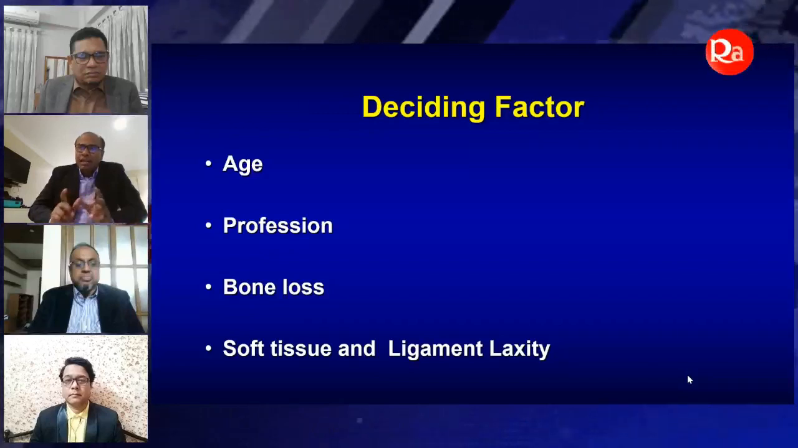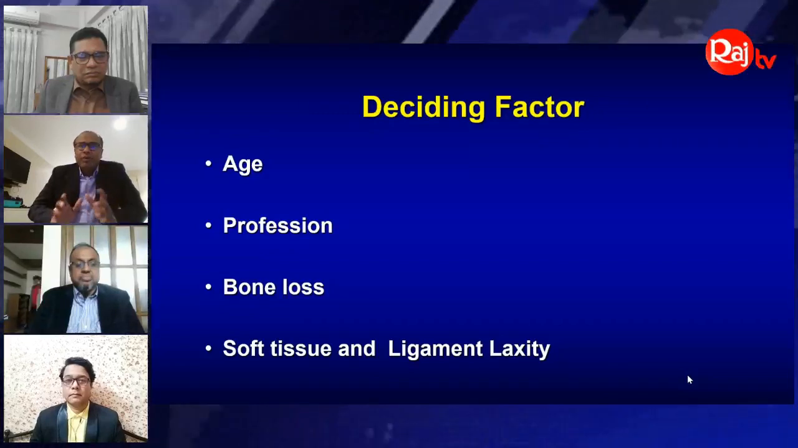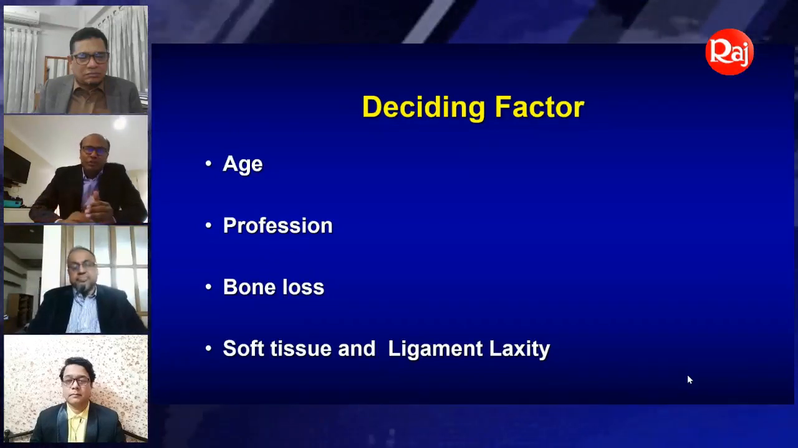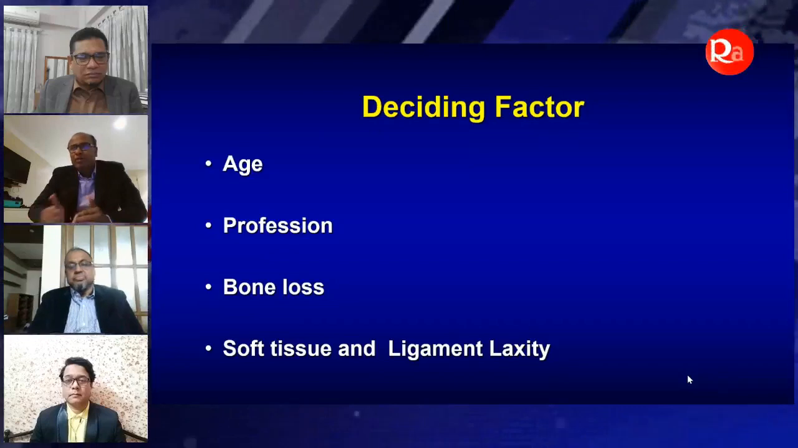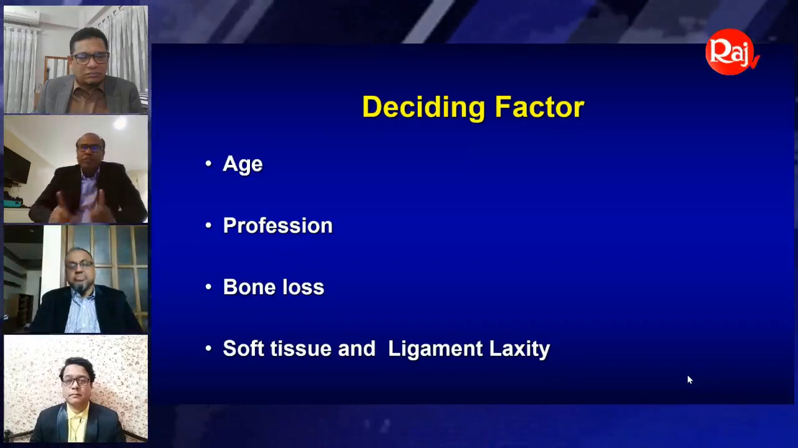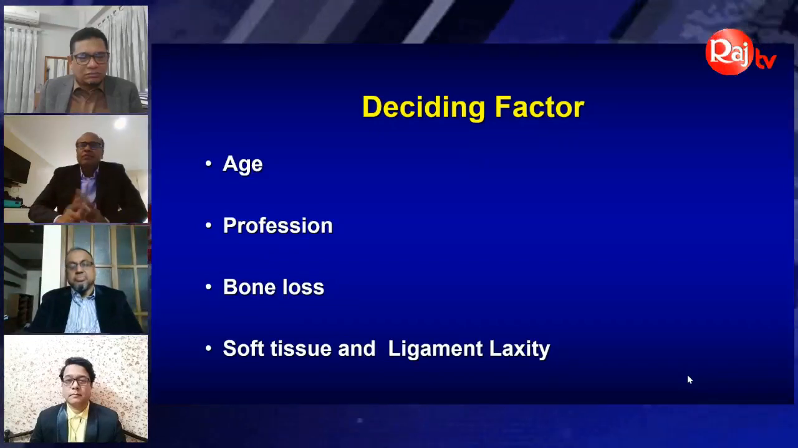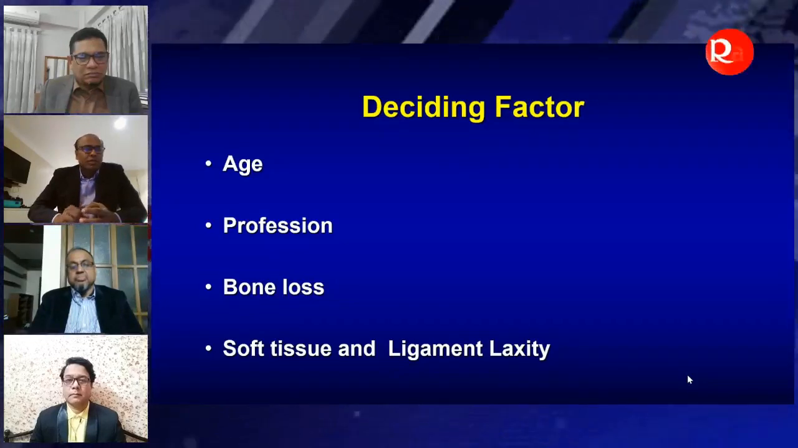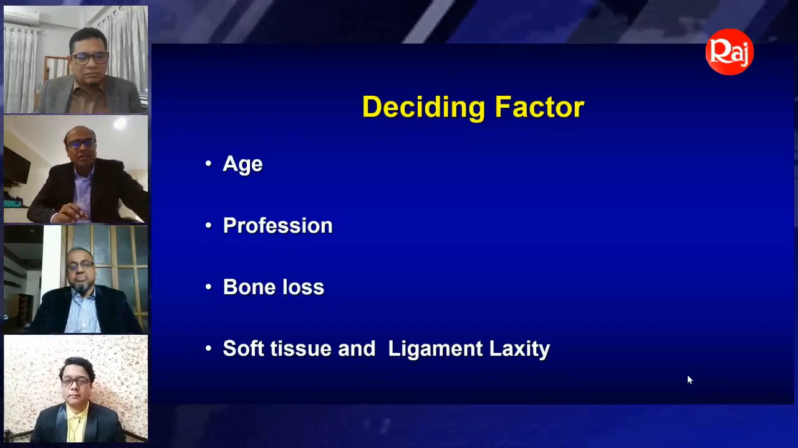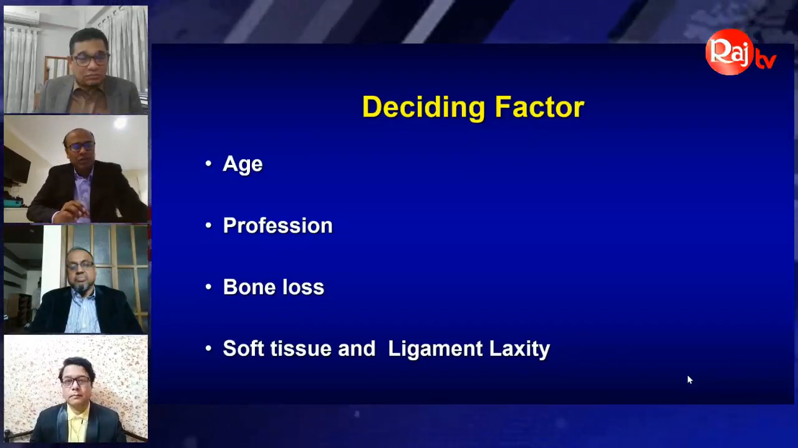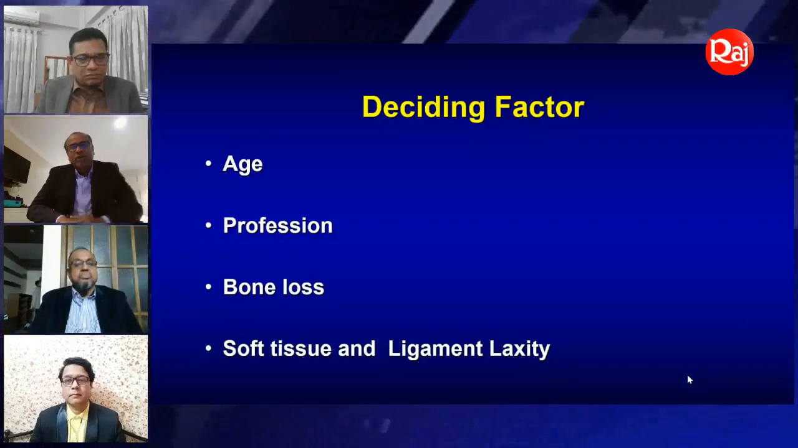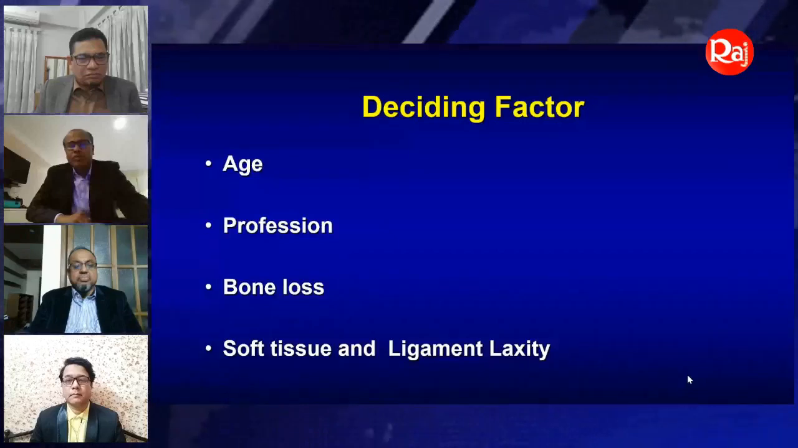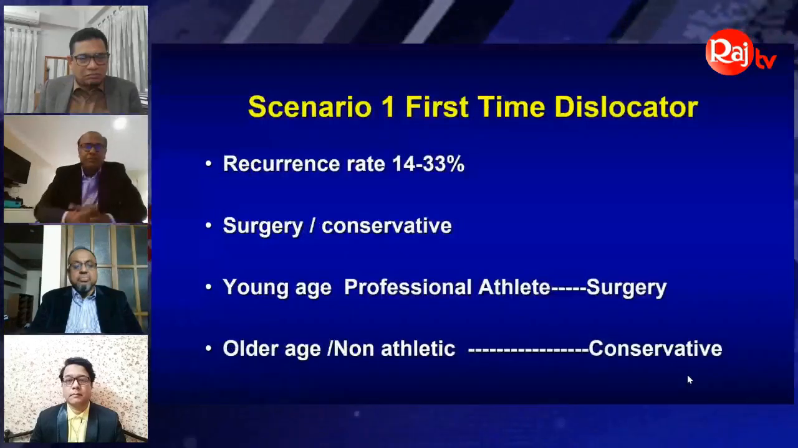Bone loss is again a very important factor in deciding when you are planning your surgical option, whether you go for a soft tissue repair, a bony repair, or a combined procedure. So quantify your bone loss. And always look for ligament laxity, because the hypermobile shoulder, the shoulder which has some amount of multi-directional instability, has a very poor prognosis if you try to stabilize it.